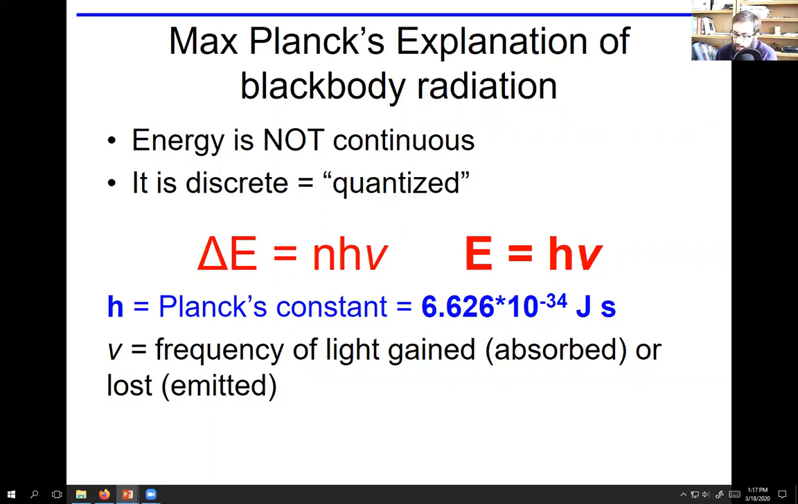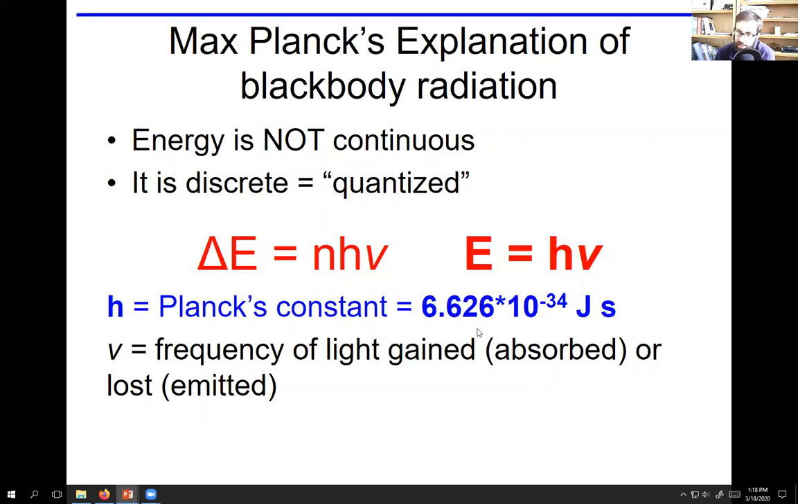And so this is a very interesting and bizarre kind of property of the universe. How do we actually talk about that? Well, if we're talking about changes in energy, that's going from one step to another. That's shown by this delta E equation, change in energy, right? And we have n times h times nu. It looks like a V, but that's actually a Greek letter called nu, spelled N-U. If you call it a V, it doesn't really matter, but just so you know, it's nu. And nu is the frequency of light that's gained or lost, either absorbed or emitted during this process.